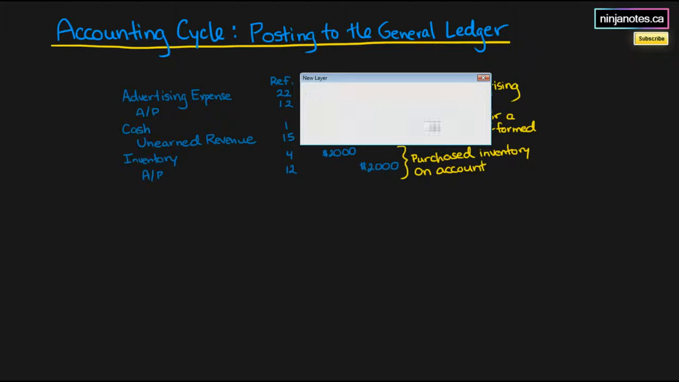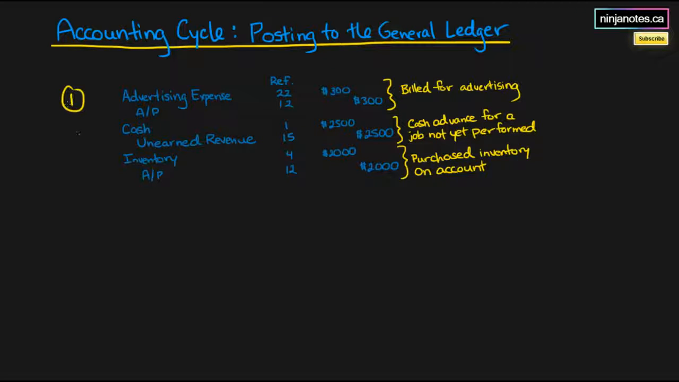I've listed 3 transactions right here. Let me just number them: number 1, number 2, and number 3. I've just made a summary over here on the right, in case you haven't been familiarized with debits and credits yet and you're not really used to reading what a transaction might be. The first is a journal entry for billing for advertising. The second one is receiving cash in advance for a job that has not been performed. Maybe we received cash for some legal work that we owed to some clients, but we haven't actually performed it yet. And the third transaction has to do with purchasing inventory on account. Notice I said on account and not using cash. That's why we use accounts payable.